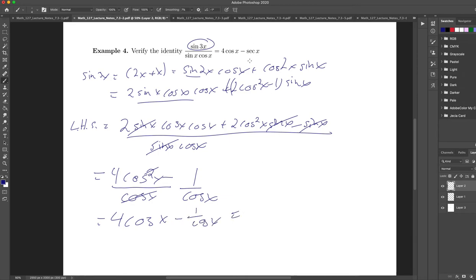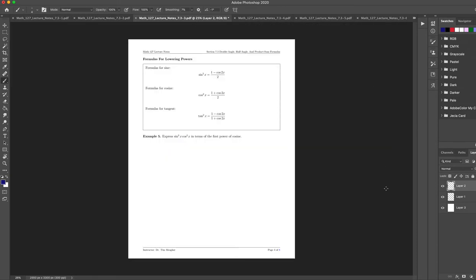But notice that's exactly what we want. It's 4 cosine x minus secant x, because 1 over cosine is secant, which is equal to the right-hand side. So that's how we do that. So the only real trick here is to take the sine of 2x, convert it into what we know it to be, and the cosine of 2x, convert it into what we know it to be. And then it's just plug and play as before. All right. So this is how we can take double angles.